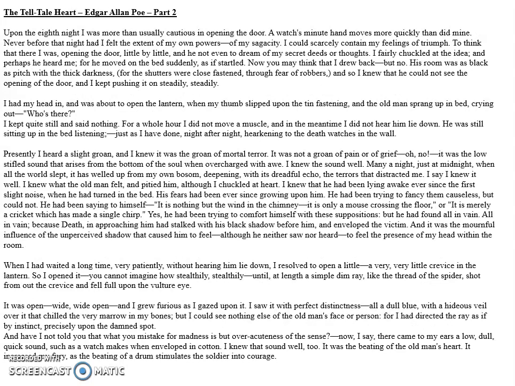Upon the 8th night, I was more than usually cautious in opening the door. A watch's minute hand moves more quickly than did mine. Never before that night had I felt the extent of my own powers, of my sagacity. I could scarcely contain my feelings of triumph, to think that there I was, opening the door little by little, and he not even to dream of my secret deeds or thoughts. I fairly chuckled at the idea, and perhaps he heard me, for he moved on the bed suddenly as if startled. Now you may think that I drew back, but no.